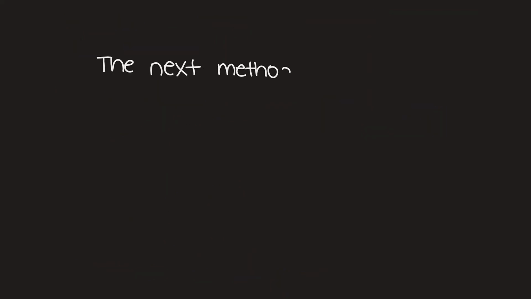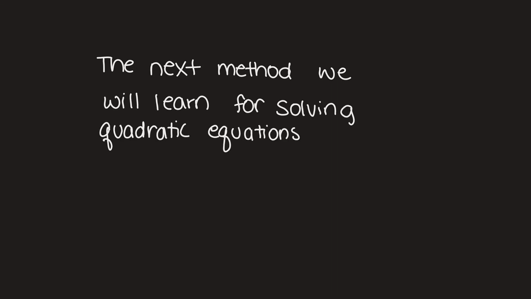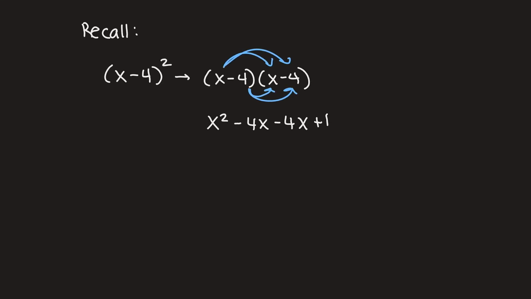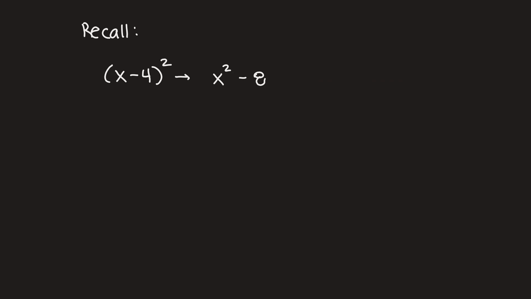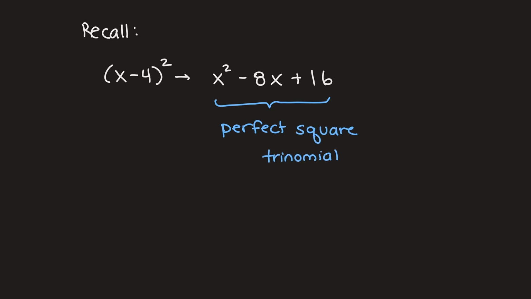Okay, so the next method we will learn for solving quadratic equations is completing the square. So recall that when we square a binomial, like x minus 4 quantity squared, we can write this as x minus 4 times x minus 4, which equals x squared minus 8x plus 16. And we call this product a perfect square trinomial since it can be written as a square when factoring.